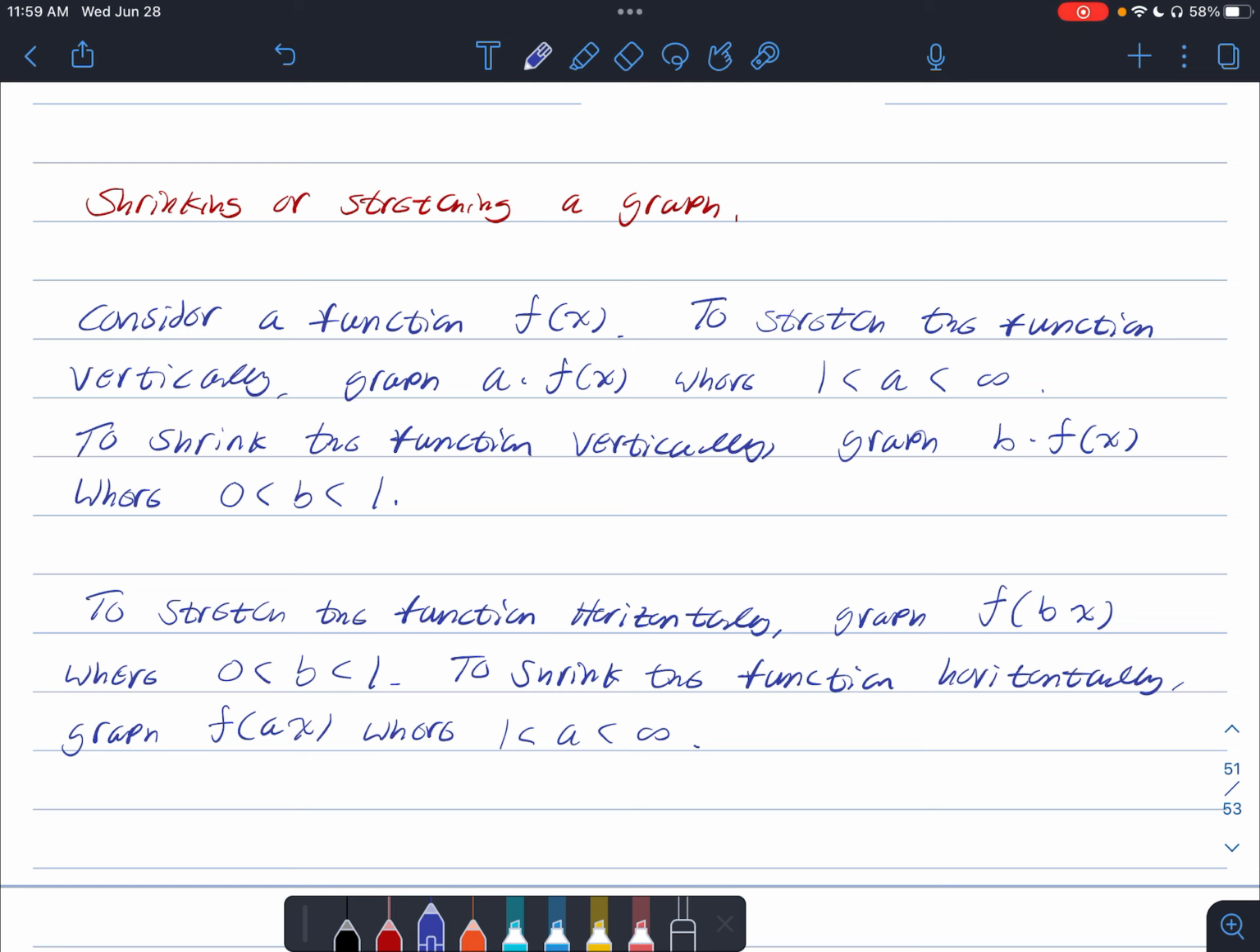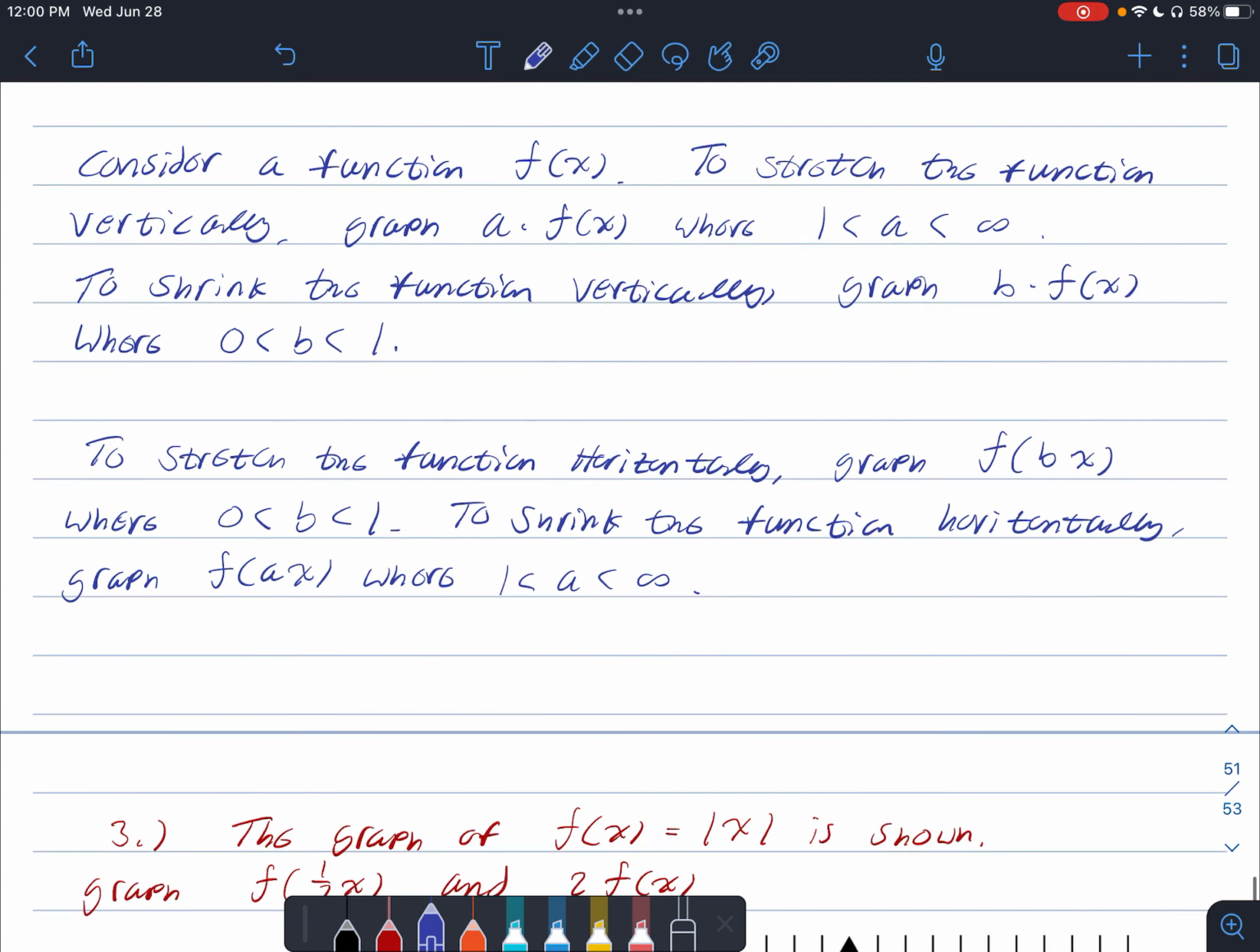All right, so if we want to shrink the function vertically, we graph b times f of x, where b is some number that's greater than 0, but is less than 1. So some fraction, some number between 0 and 1. The idea is you want to shrink it a little bit. You want to make it shorter, so to speak.